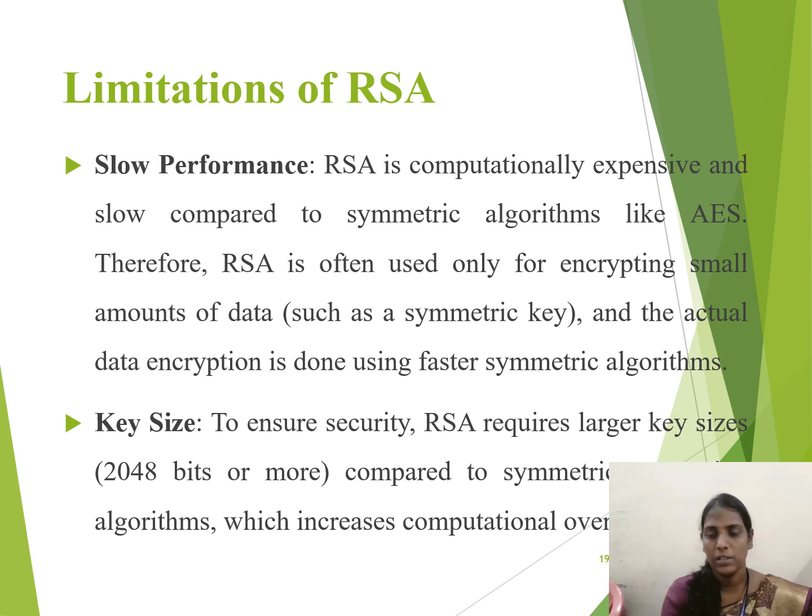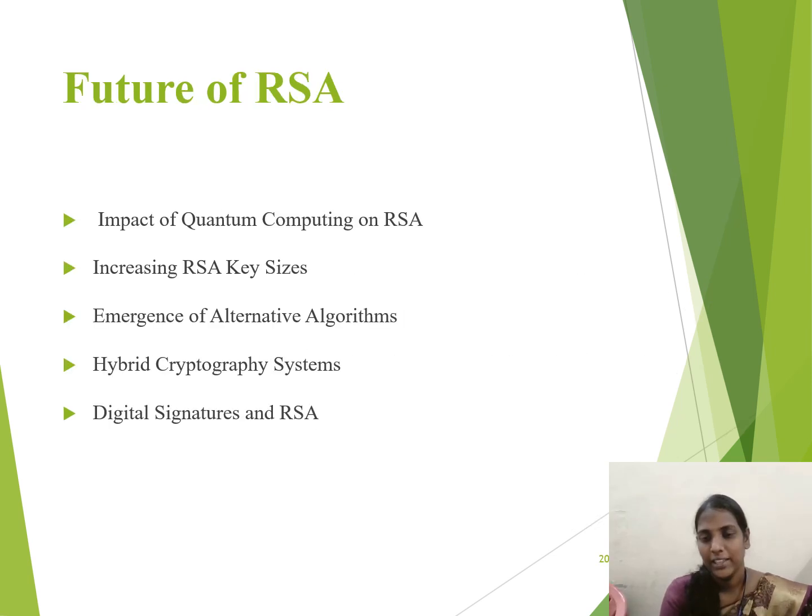These are the limitations of RSA which we discussed previously. Now, the future of RSA. First, RSA can be used in the context of quantum computing. Key sizes will keep on increasing. It is also an emerging algorithm with some other alternatives. Then, we can use RSA in hybrid cryptography systems and in digital signatures also. These are the future of RSA.